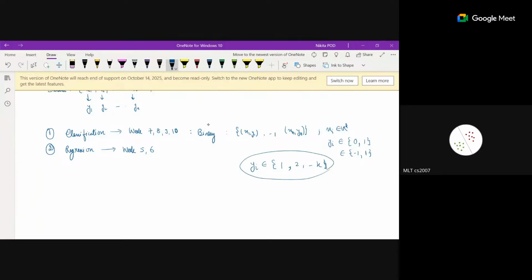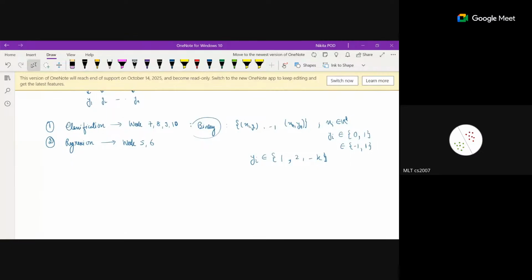So among all the weeks, we'll be focusing more on binary classification, how to solve these binary classification problems. Once we understand that, we can extend the same idea to the multi-class classification problem. I think in some places there is multi-class, but most majorly it is binary class that we are studying.